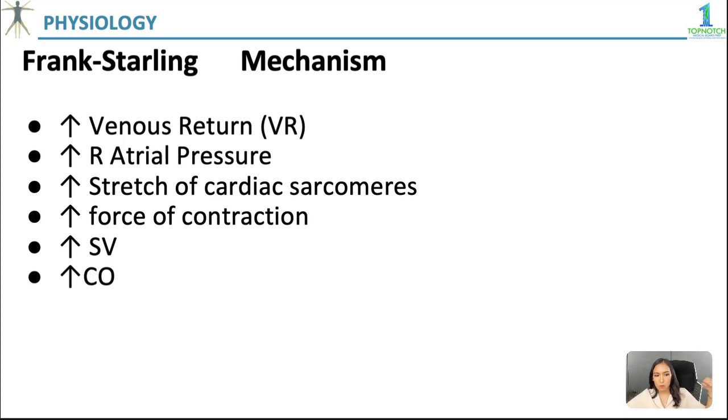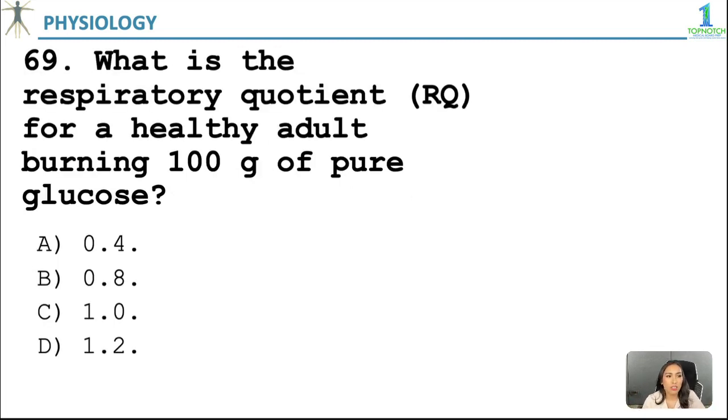Pag stretch mo yung rubber band, boom! Boom! Mataas yung force of contraction. Therefore, kung mataas yung force of contraction, mataas yung stroke volume. Kung mataas yung stroke volume, mataas ang cardiac output. So in essence, venous return equals cardiac output. Stretch, boom. Stretch, boom. Okay. Let's look at number 69.